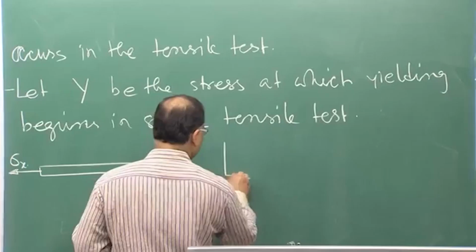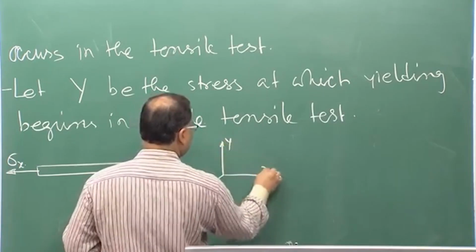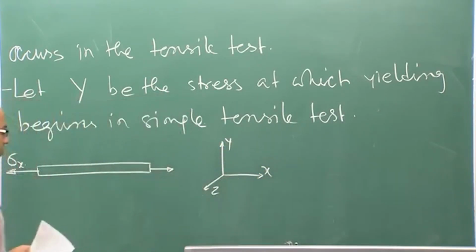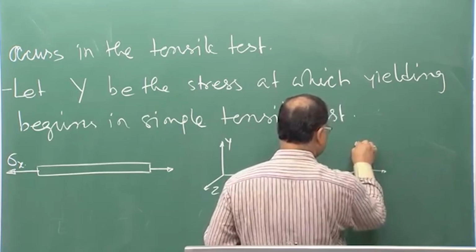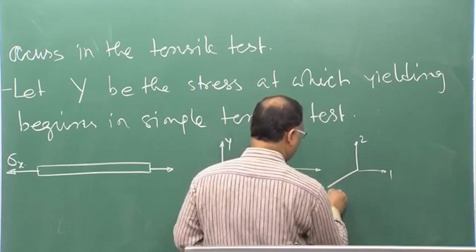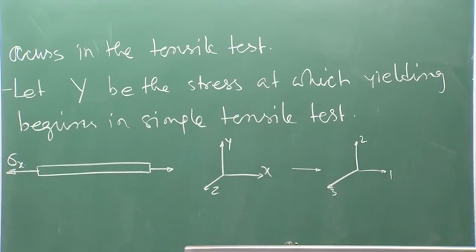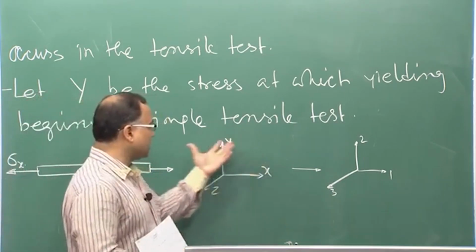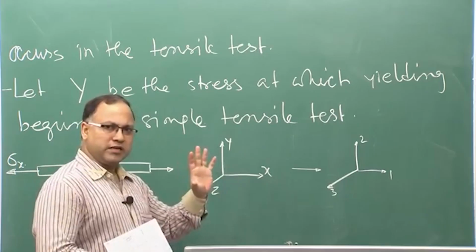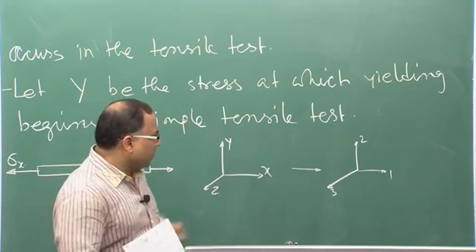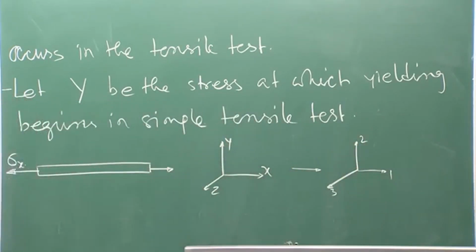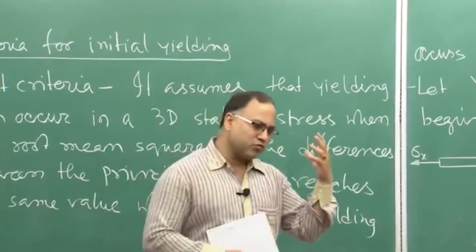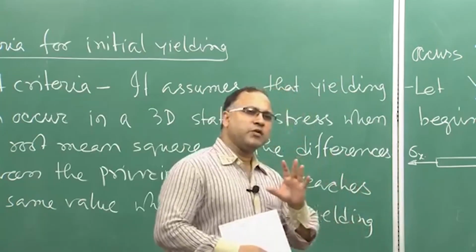So, if my coordinate system is like this, we are just mapping that to the 1 2 3 coordinate system. 1 2 3 coordinate system means principal stress axes. Actually it is the XYZ coordinate system, the general state of a coordinate system, but we are mapping it to the 1 2 3 coordinate system, the principal axes, where axis 1 matches with the x axis, axis 2 matches with the y axis, and so on. For the time being, we are just assuming that.